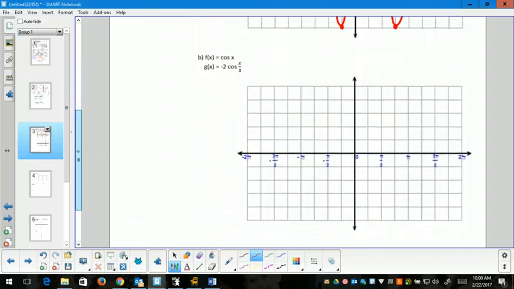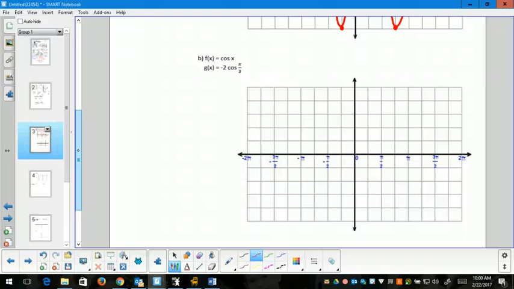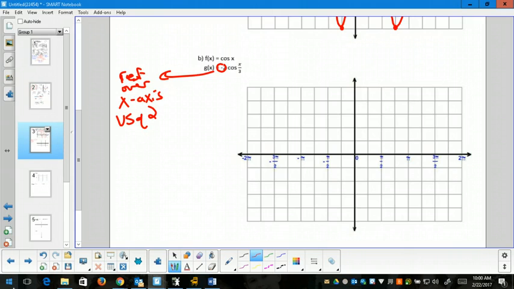All right, letter B. What happens to cosine for letter B? Flip over the x-axis. Yep, it's going to be a reflection over the x-axis. And with that, it'll also be a vertical stretch of 2. And then what about that x over 3? What does that mean? Horizontal stretch of 3. So we have a slight problem with this in that it's not scaled right. If it's going to be a horizontal stretch of 3, instead of ending at 2 pi, it's actually going to end at what? 6 pi.